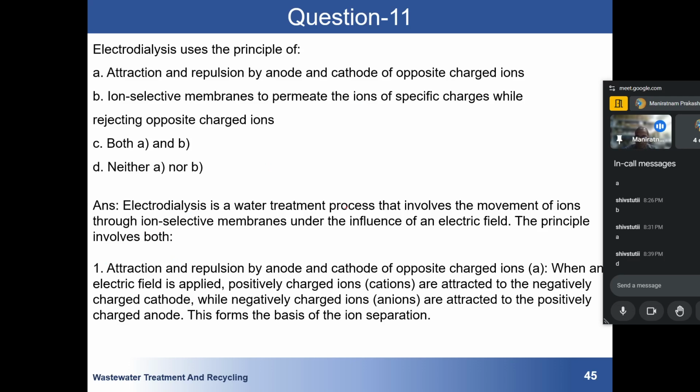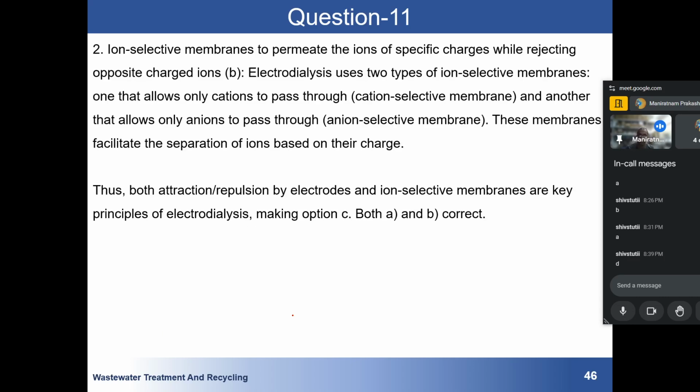So electrodialysis is a water treatment process that involves the movement of ions through ion selective membranes under the influence of an electric field. The principle involves both the attraction and repulsion by anode and cathode of opposite charge. When an electric field is applied, the positively charged ions are attracted to the negatively charged cathode, while the negatively charged ions are attracted to the positively charged anode. This forms the base of ion separation. So I don't know why you said C. The correct answer will be D.